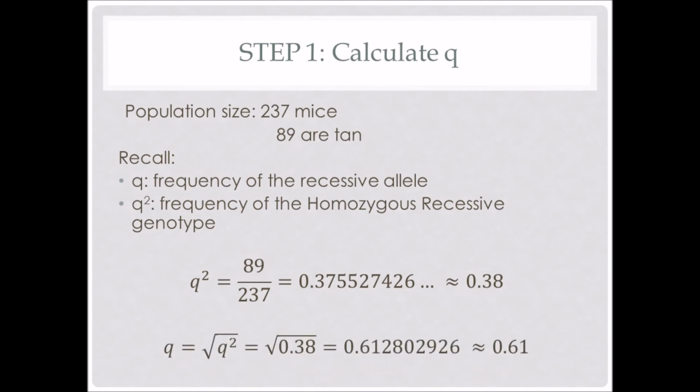It's a genotypic frequency, which is just a proportion of either dominant or recessive out of the population. And then you calculate Q, which is your frequency for only the recessive allele. For that, you just take the square root of what you got for Q squared. And that gives us 0.61.